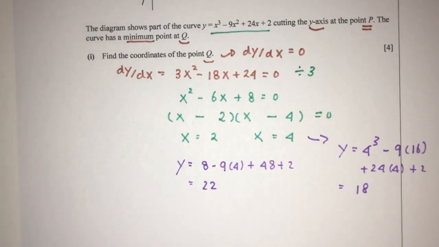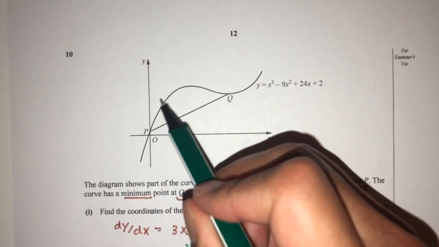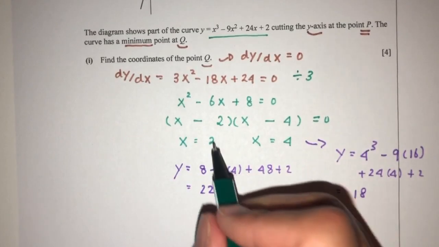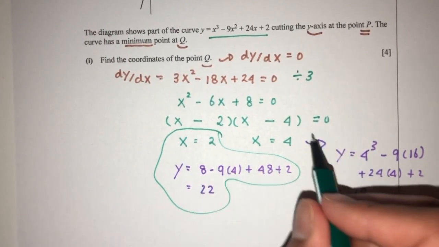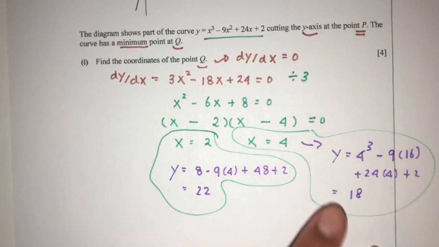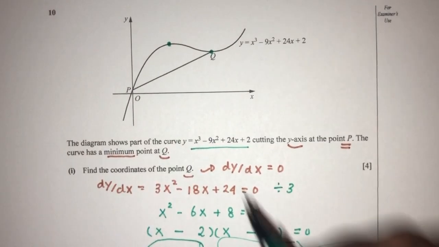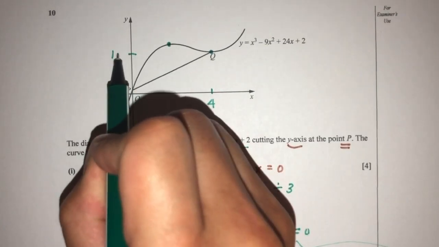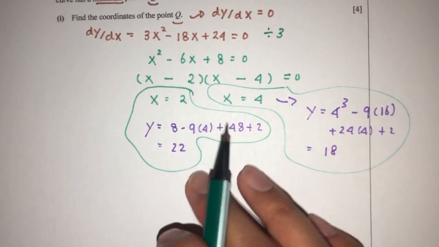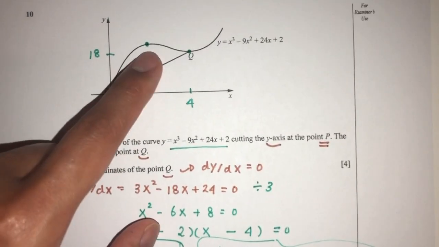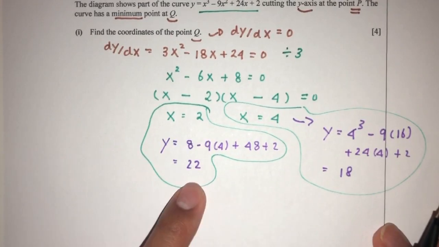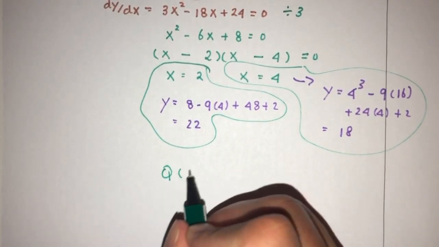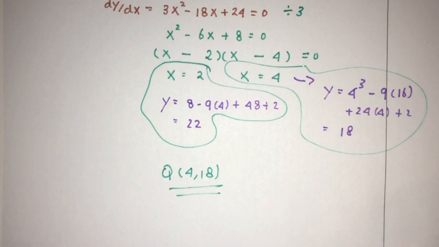Okay, so if you observe the graph, what happens here? As you can see, here we have a maximum point first, and then we have a minimum point. So this one is your first point, which is the maximum point, and this has to be your minimum point. But here we are trying to find Q, which is the minimum point, which is the point 4 and then 18. So we have to choose this one instead of this one, because according to your diagram, this one happened first. This is your maximum point, which is 2, 22, but we only care about the minimum point, so Q has to be 4, 18. Now this is part 1 of the question.